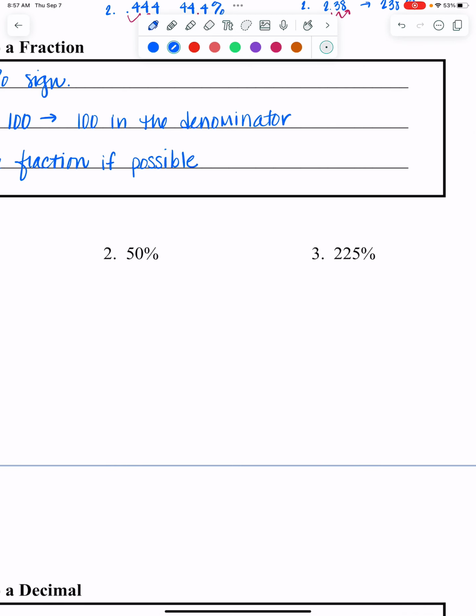If I go look at 50%, I drop off the percent symbol. I put 100 in the denominator because a percent is simply parts out of 100. This one I can reduce. I can reduce both of these by a factor of 50. 50 divided by itself is 1. 100 divided by 50 is 2. So the fraction equivalent for 50% is 1/2.